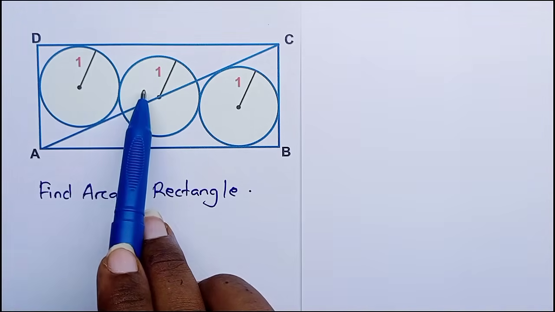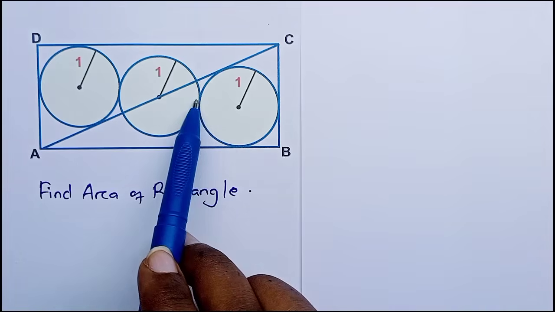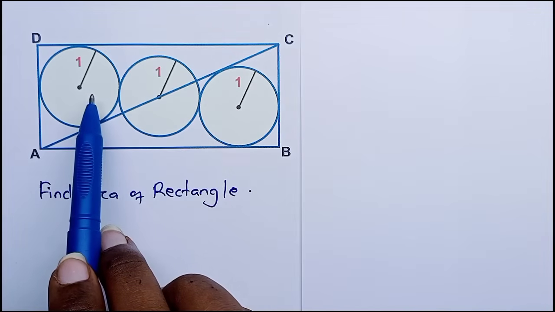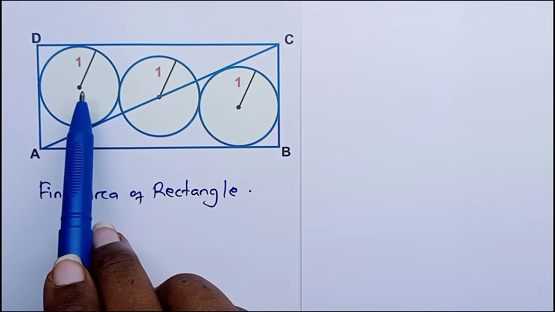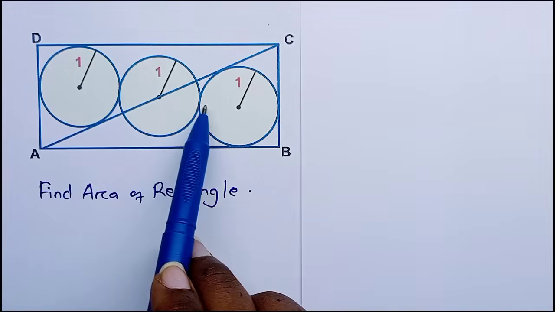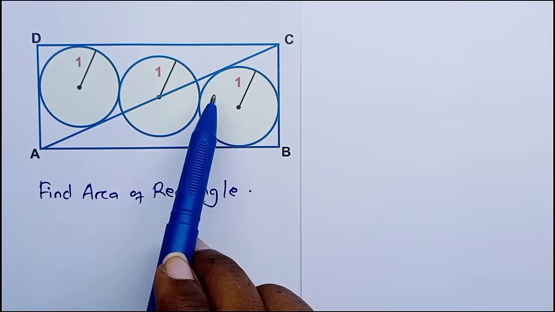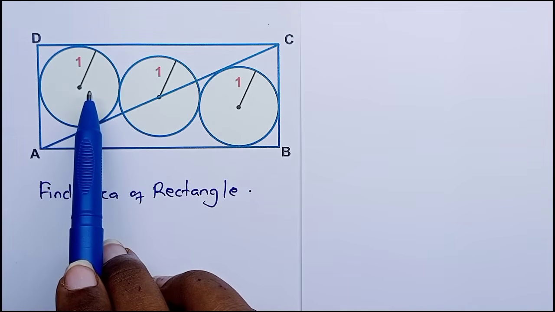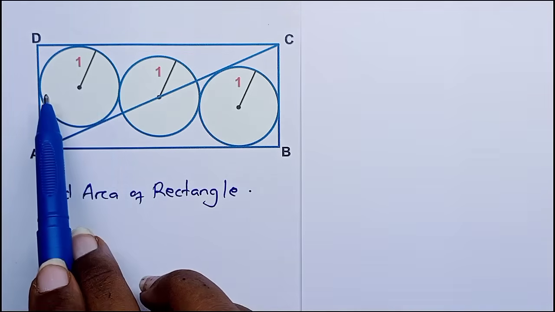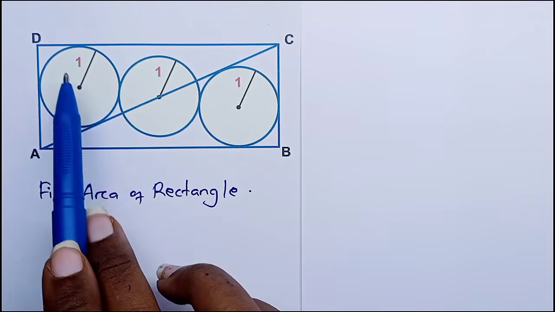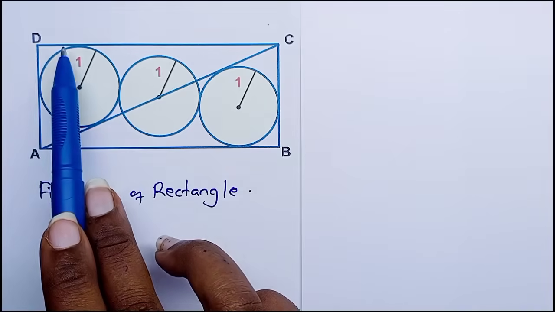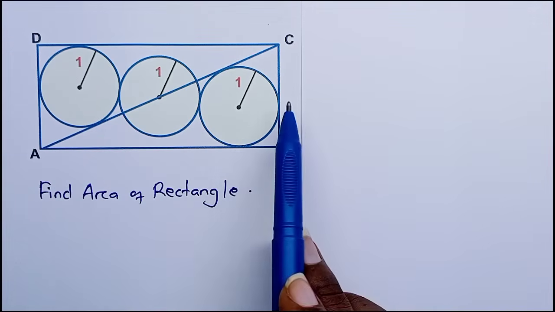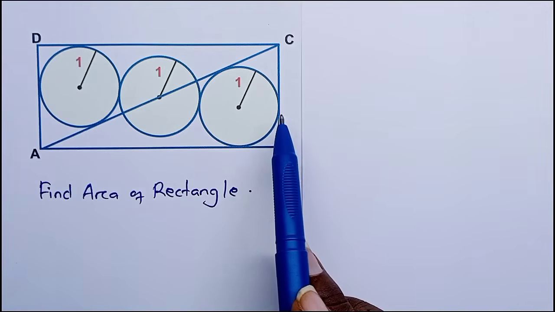So as you can see, this is tangent to this at this point, and also this one is tangent to this one at this point. And they have collinear centers. So these centers are collinear. And also the outer 2 circles are tangent to the 2 sides of the rectangle. So this circle is tangent to the rectangle at this point and at this point, while this circle is tangent to the rectangle at this point and at this point.